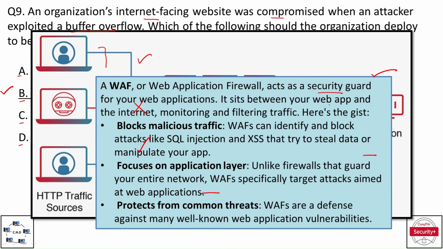It sits between your web app and the internet, monitoring and filtering traffic. Here is the gist. It blocks malicious traffic. A WAF can identify and block attacks like SQL injection and cross-site scripting that try to steal data or manipulate your application. Focus is on the application layer.